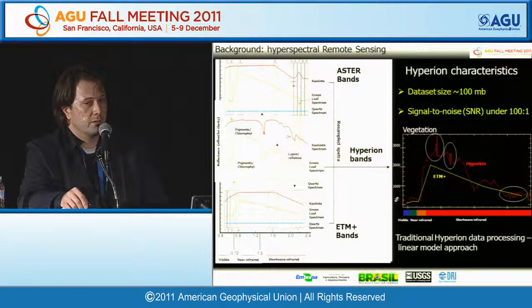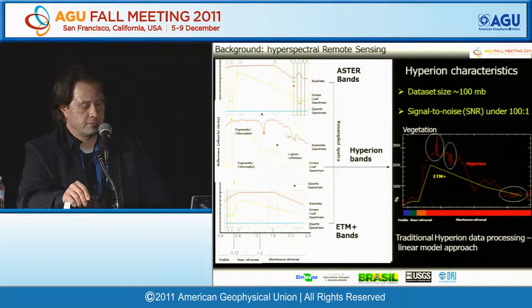Traditionally, we treat that kind of Hyperion information with a linear model approach. In this work, we try a non-linear approach, a new perspective over Hyperion. Another problem involving Hyperion is dataset size. 10 megabytes is the minimum when I start working with Hyperion, and this size tends to increase during processing. And the signal to noise is under 100 to 1. Mike used to call the Hyperion dataset King Kong, because it's very hard to process that kind of data.